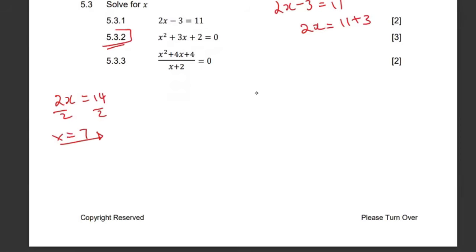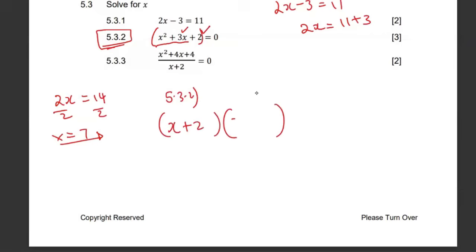With 5.3.2, if it's x squared plus 3x plus 2, remember this is a quadratic. We must expect 2 answers. Okay, so first things first, we need to factorize. The product is 2, the sum is 3. So x plus 2, x plus 1 equals to 0. So x should be -2 or x should be -1.